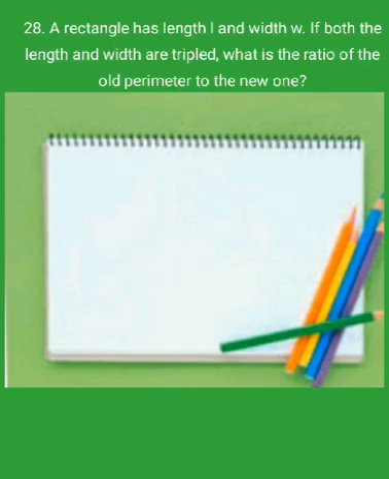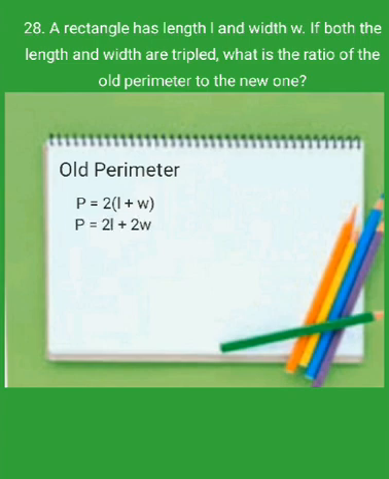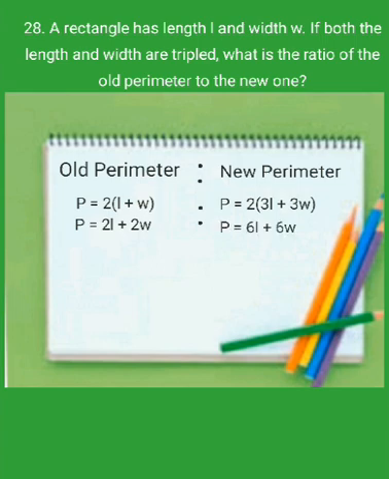A rectangle has length L and width W. If both the length and width are tripled, what is the ratio of the old perimeter to the new one? Perimeter of a rectangle is equal to twice the sum of the length and the width. If both the length and the width are tripled, the new perimeter will be twice the sum of 3L and 3W. So the new perimeter will be 6L plus 6W, and as compared to the original perimeter, the ratio of the old perimeter to the new one is 1:3.